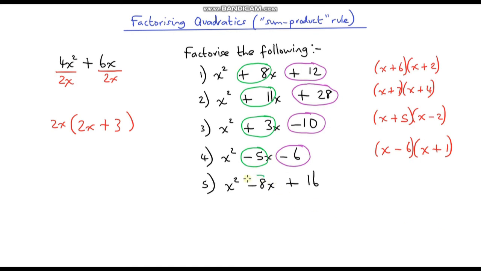And the last one, the sum has to be -8, and the product has to be +16. So the only way we can get a positive here and a negative here is if both of them are negative, because two negatives give us a positive when we multiply them together. So the numbers are going to be 4 and 4. So it's going to be x minus 4 multiplied by x minus 4. Or you could also say x minus 4 squared. These two are exactly the same thing.